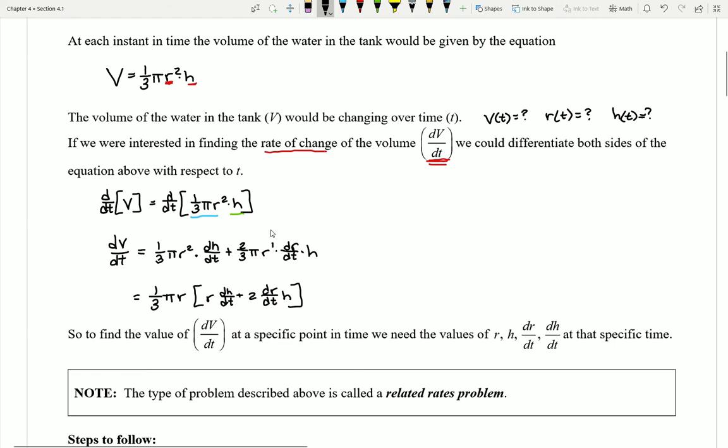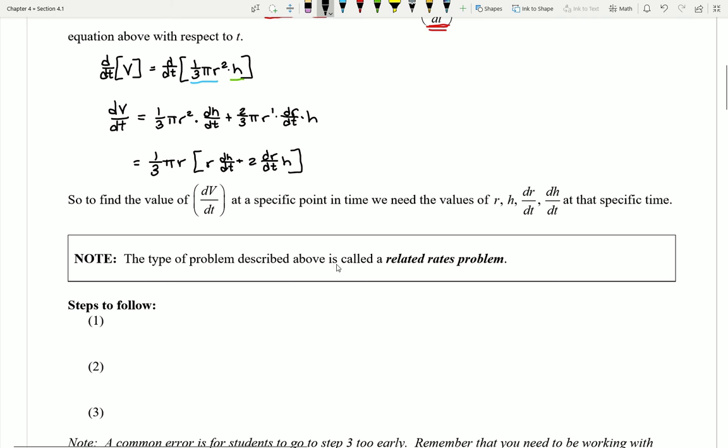But what we'll notice is that if I was interested in computing dv dt, that is, I wanted to compute what was on the left side, at any specific point in time, notice that there are 4 things that I would need over here to be able to compute it. I would need to know the value of r at that time. I would need to know the value of h at that time, and I would need to know dr dt and dh dt, that is, the speed at which the radius changes and the speed at which the height is changing. So what I can see is that I have a bunch of different speeds that are all related together in this particular equation. And this is why we refer to these types of problems as related rates problems, because they relate a lot of different rates.